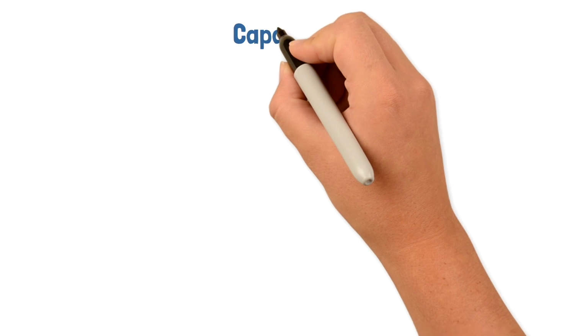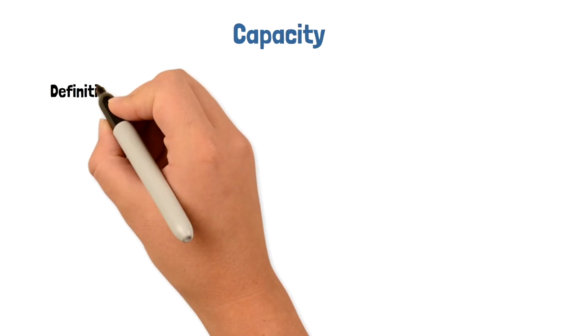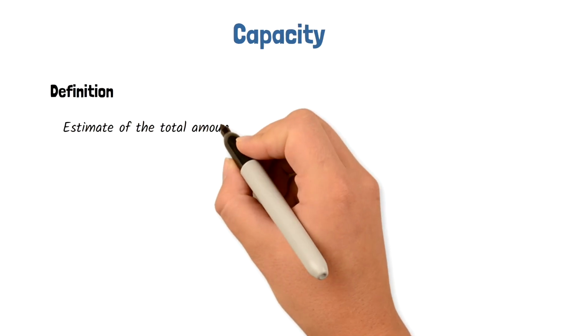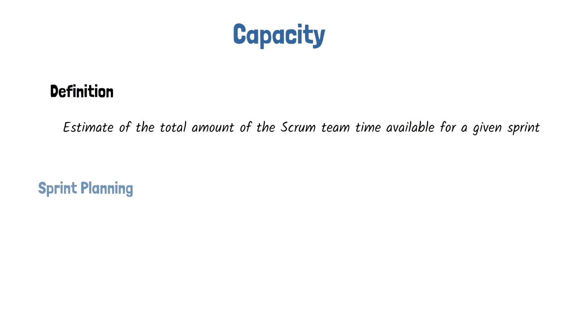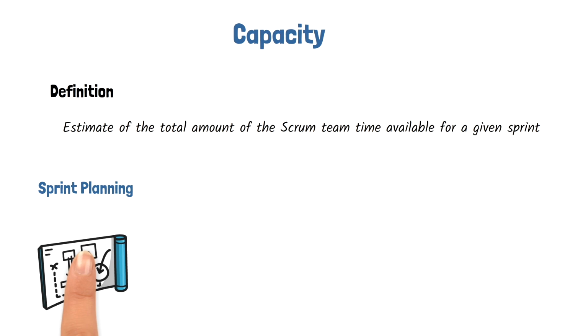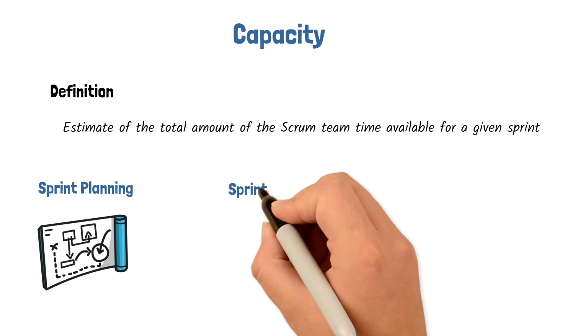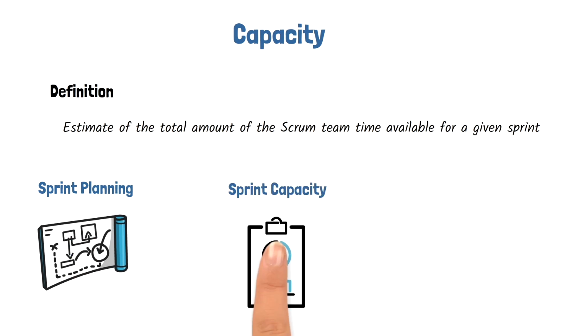Now let's look at capacity. By definition, capacity is an estimate of the total amount of Scrum team time available for a given sprint. One of the first activities during sprint planning is determining the available capacity for the team. Knowing the capacity allows the Scrum team to know what they can deliver that sprint.